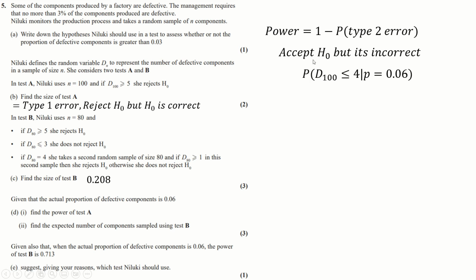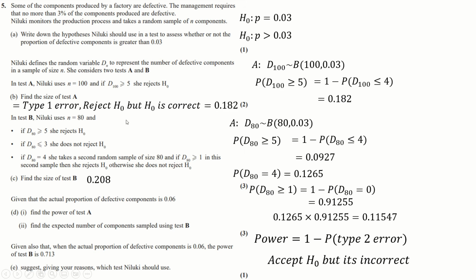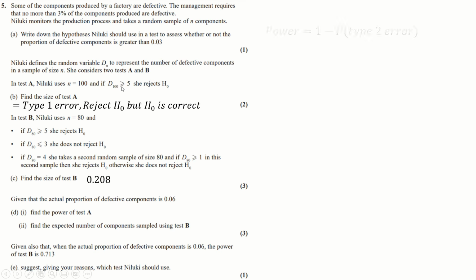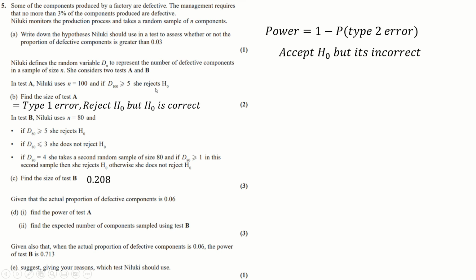So type 2 error, accept H0. Accepting H0 means that we're less than or equal to 4, of course, sorry. For A, she rejects H0 if it's greater or equal to 5. So we're going to accept it if we're less than or equal to 4, given P is 0.06.